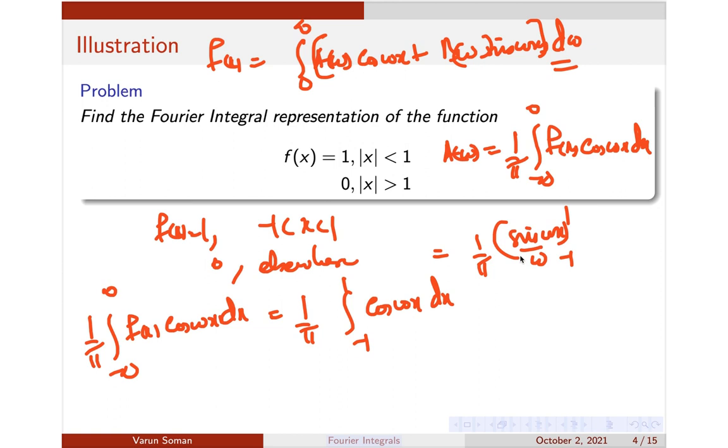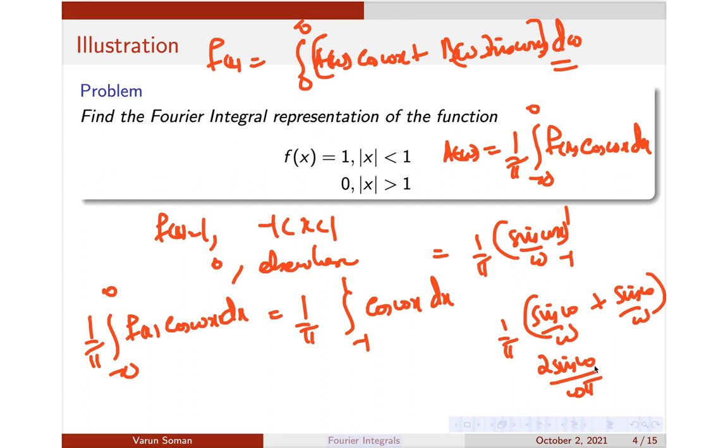So sin omega x by omega in the limits minus 1 to 1 is equal to 1 by pi into sin omega by omega minus minus sin omega, which is again plus sin omega by omega, because it's the lower limit there. So it is simply 2 sin omega by omega pi. I hope it is correct. Please correct me if I am wrong. Or else you can also do it another way.